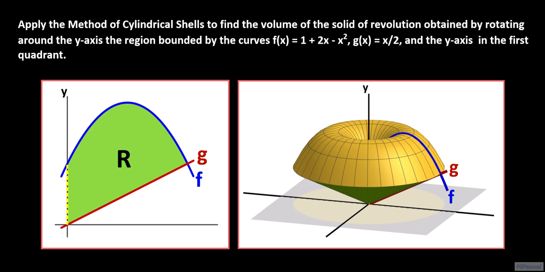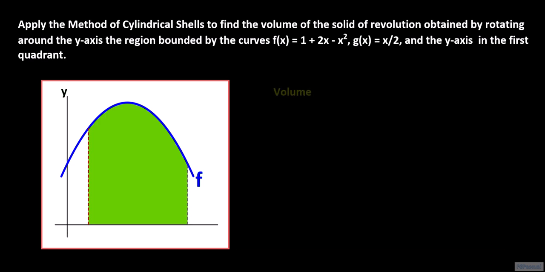Let us first review the basic formula for the method of cylindrical shells. For a solid of revolution generated by rotating around the y-axis the region that is bounded above by the graph of f of x equals y, and below by the interval on the x-axis that goes from x equals a to x equals b, the volume of the solid of revolution by the method of cylindrical shells is given by 2 pi times the integral from a to b of x times f of x dx.